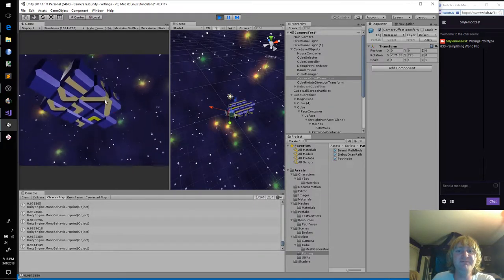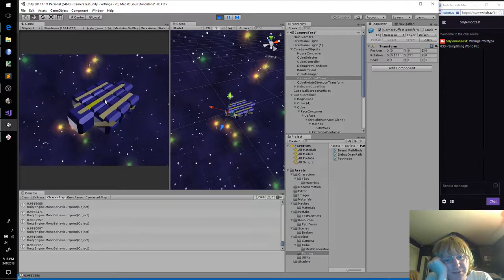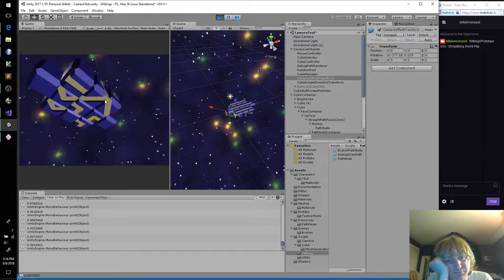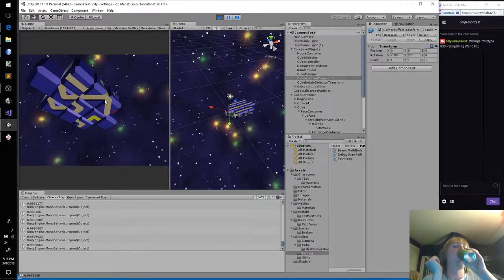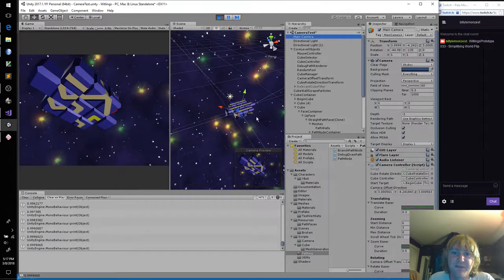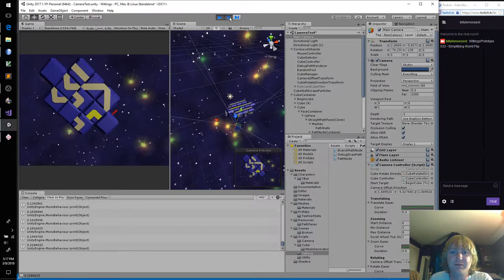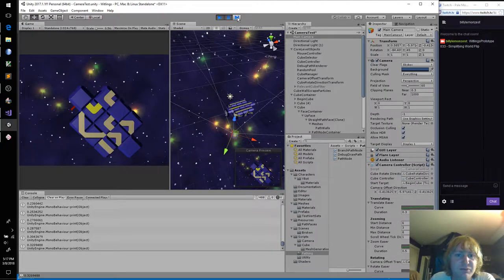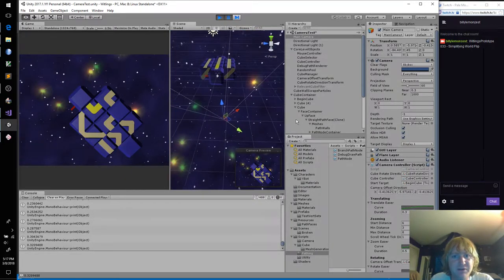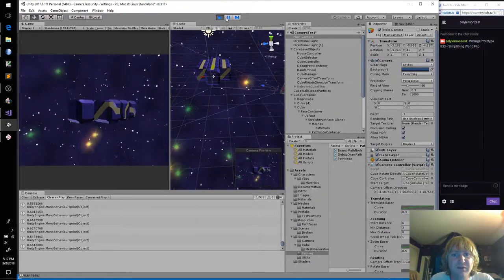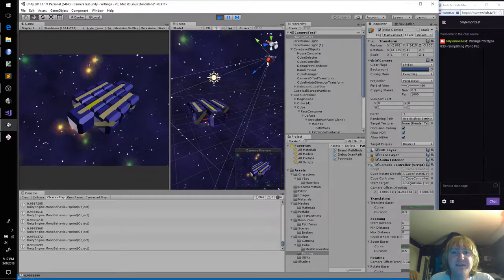Nice, okay. So our offset transform is correct. I think we're gonna need to do, let's see, when does the camera swap? Interesting. So it swaps when it, looks like it swaps when it passes over the cube.